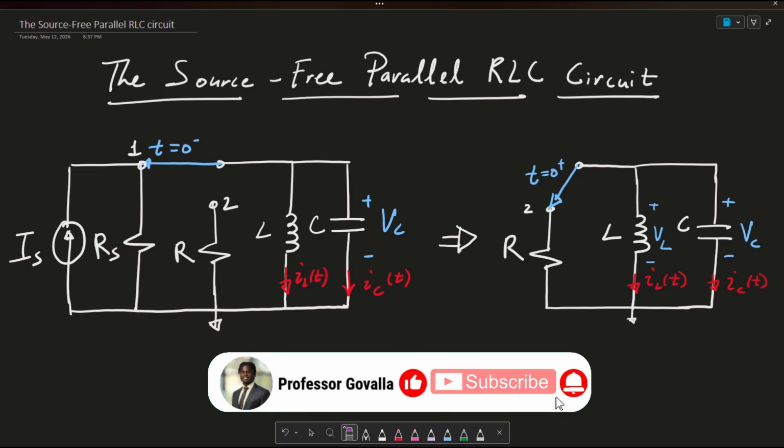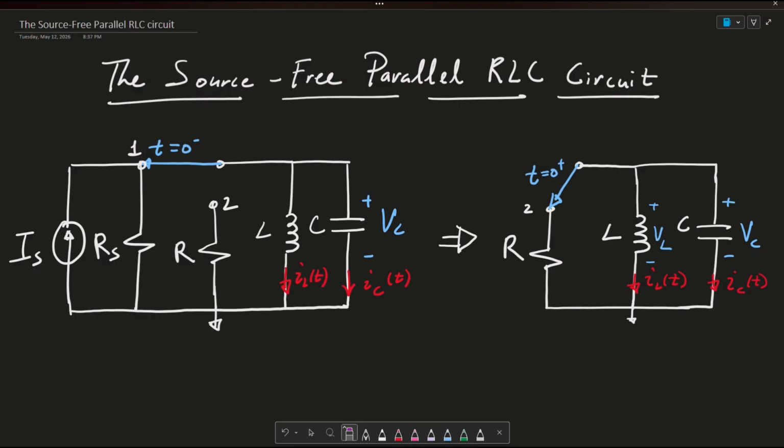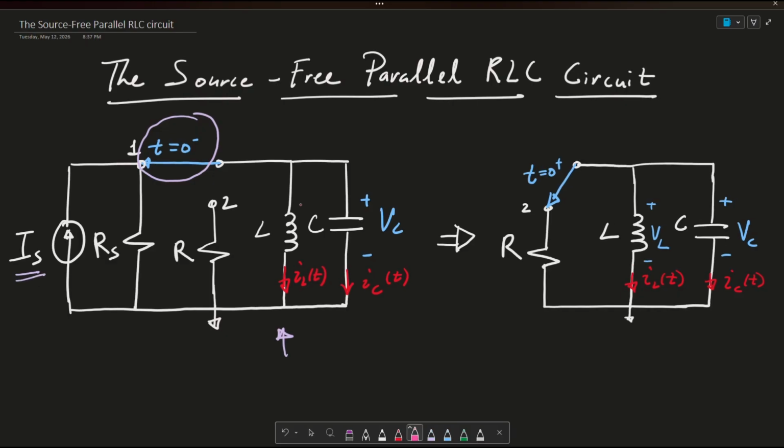My name is Professor Govala, and today I'm going to be talking to you about the source-free parallel RLC circuit, where essentially we want to consider this circuit here to the left, where this switch is closed at t equals 0 minus, and we've connected this current source IS, and see what happens when we charge this inductor here via a current IL of t, and also see what happens when we charge this capacitor via voltage VC.